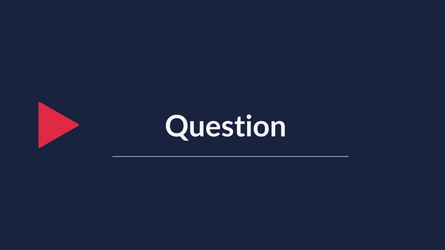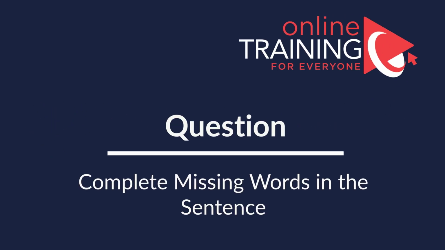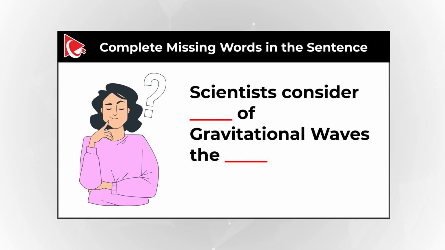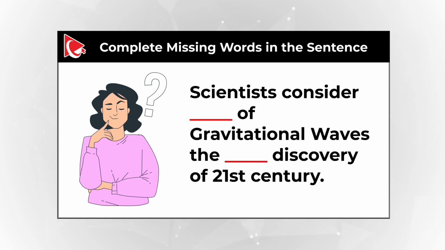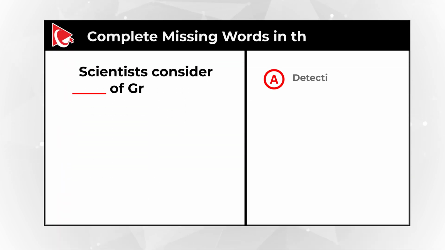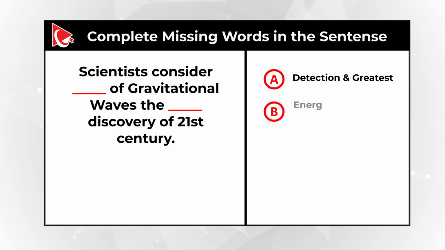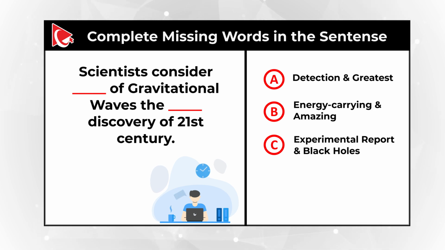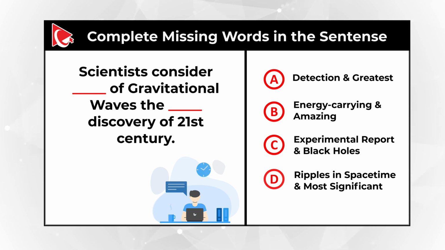Here's a very interesting question which may not be as simple as it looks. You're presented with the sentence, scientists consider something of gravitational waves the something discovery of the 21st century. You need to complete the missing words and replace something in the sentence with one out of 4 different choices. Choice A, detection and greatest. Choice B, energy carrying and amazing. Choice C, experimental report and black holes. And choice D, ripples in space-time and most significant.